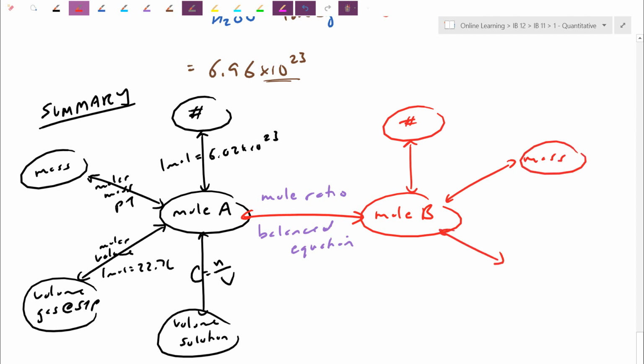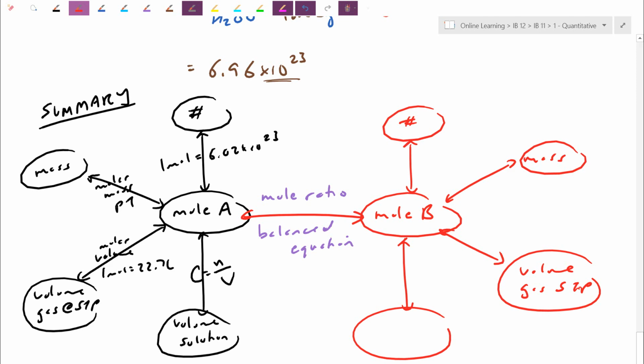We might have volume of gas again later on. Gas at STP, we can use the 22.7 again. Or maybe I have a totally different solution. We'll see in a titration problem. This is very common later on. Volume of solution. And therefore, we are able to jump from one chemical to the other chemical and piece together what we've been learning before.